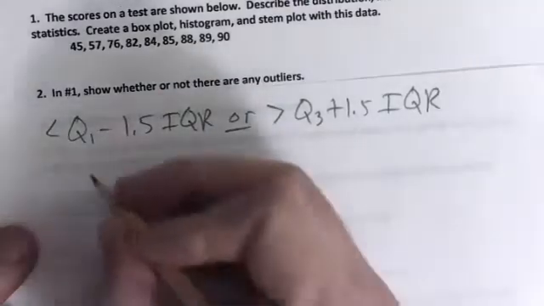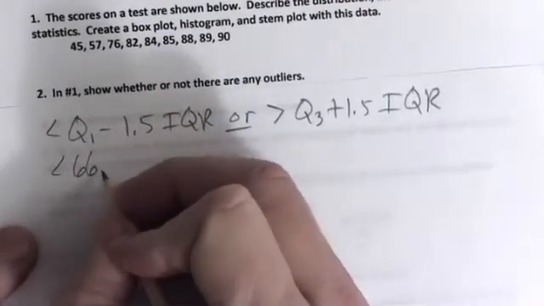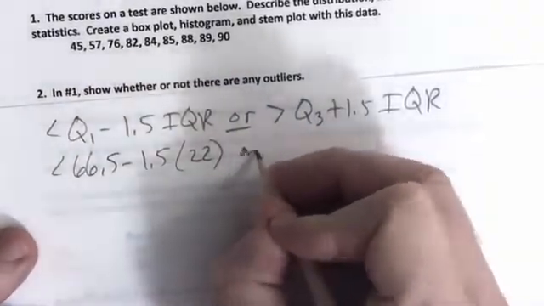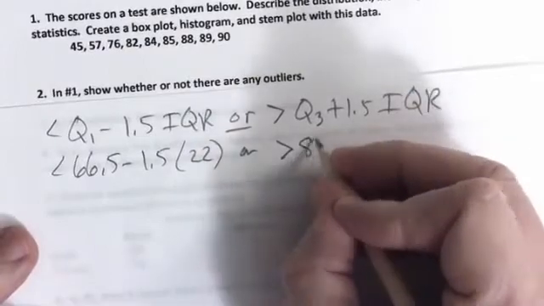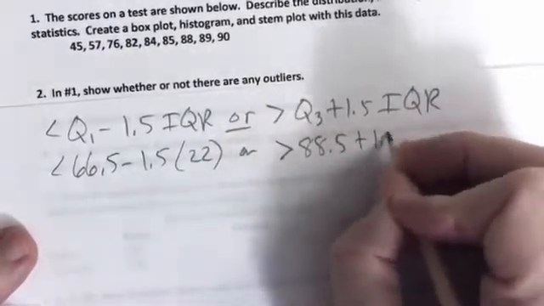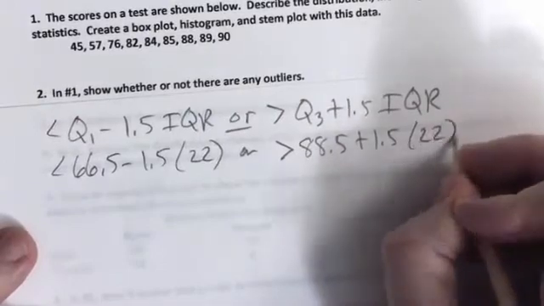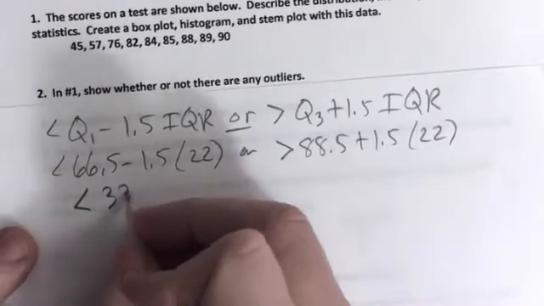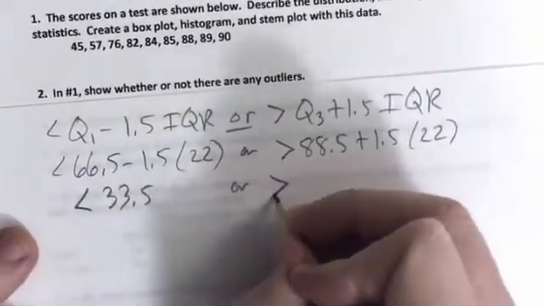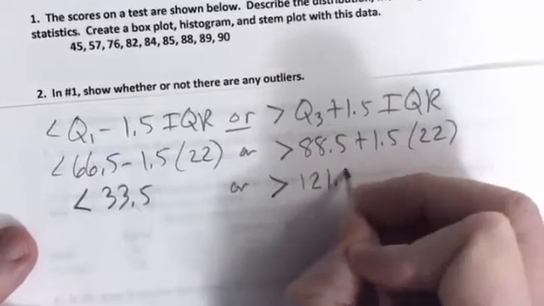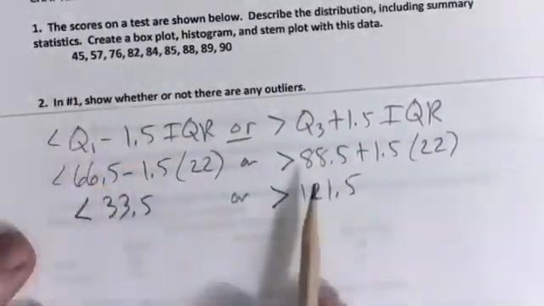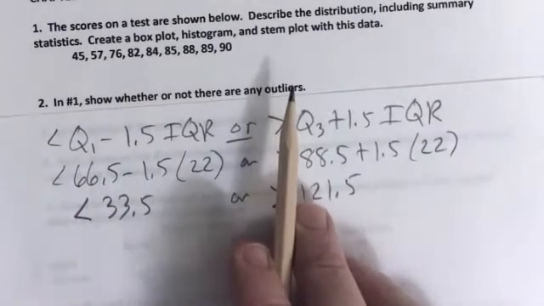And so Q1 is 66.5, and then minus 1.5 times 22. Or anything greater than, our Q3 was 88.5 plus 1.5 times 22. And so this ends up being anything less than 33.5 or anything greater than 121.5. Because there's no values that are less than 33.5 and no values greater than 121.5, there's no outliers. And so that's what I said.